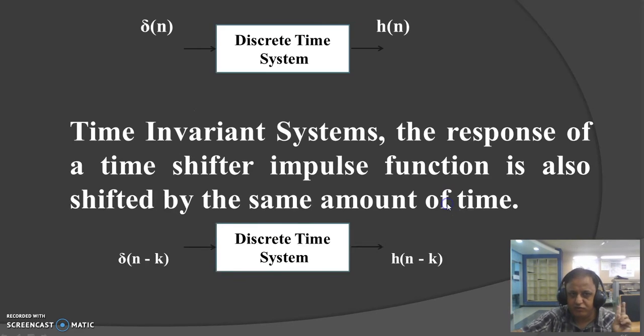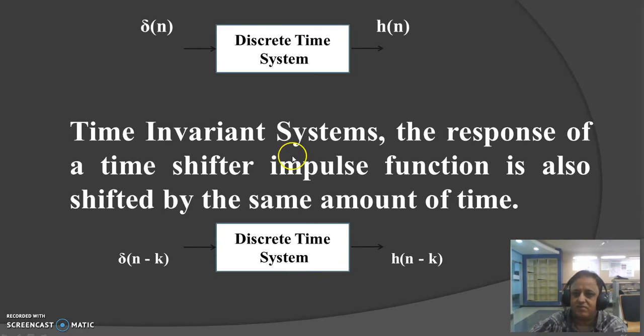Now the second thing which we require to understand is the discrete time system. If you give δ[n] as the input, you get an impulse response h[n]. That's the reason we studied the characteristics of discrete time systems, and one of the characteristics was time invariance. For time invariant systems, if you give δ[n-k] as the input, you get the impulse response shifted. That's what we've written there.